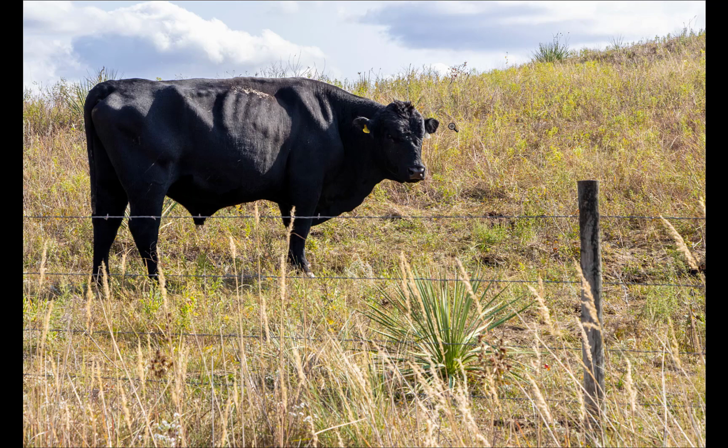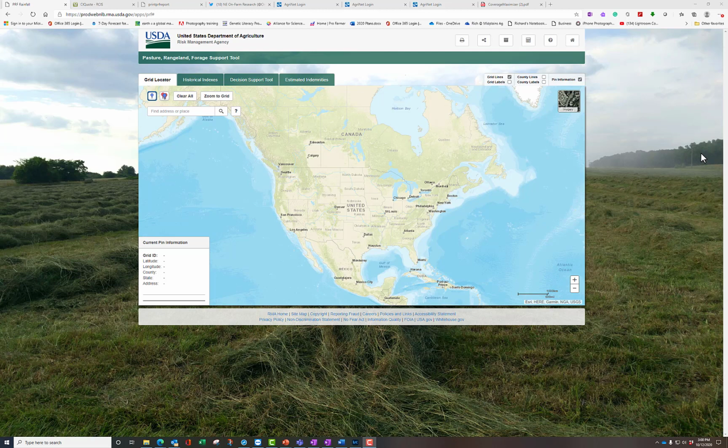The first thing we have to do is find a location, tract, or ranch on a grid the RMA has produced. These grids are 17 by 12 miles long and cover the 48 contiguous states. To find the location of the grid, or a grid ID, we use the RMA's Pasture, Rangeland, Forage support tool. To find a specific grid ID, we go to the search bar and type the location, ranch, or tract in the search bar. For this example, we'll look for a location near Erickson, Nebraska.